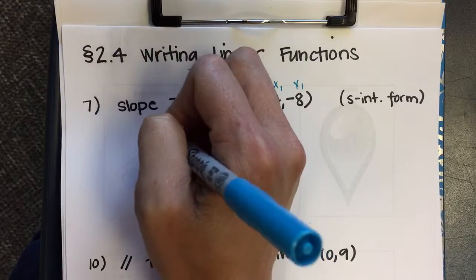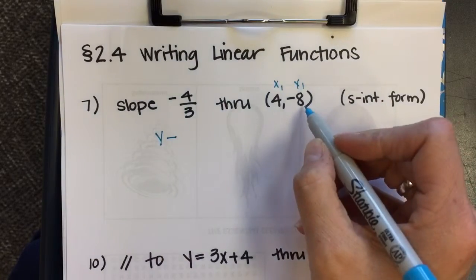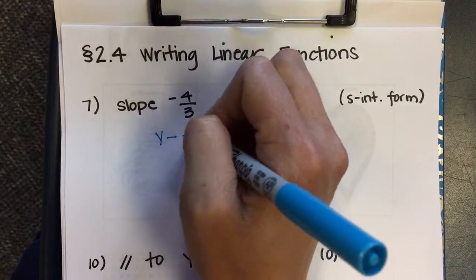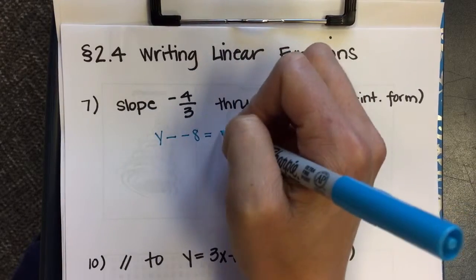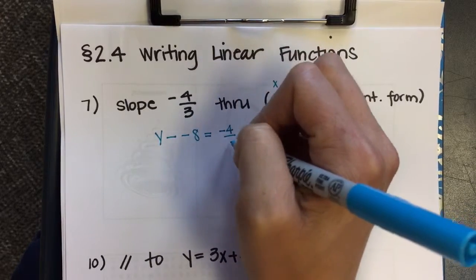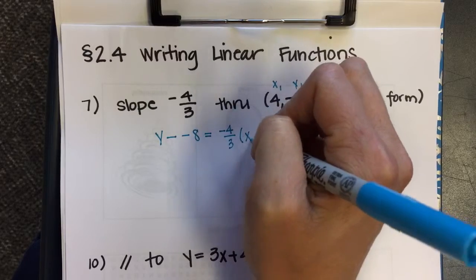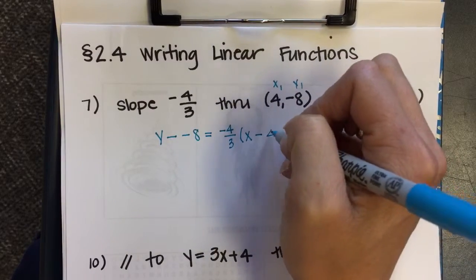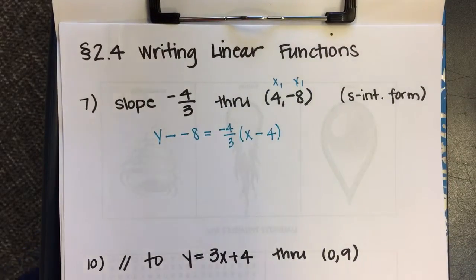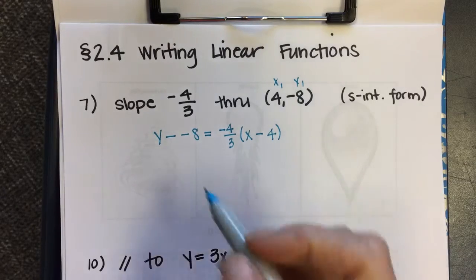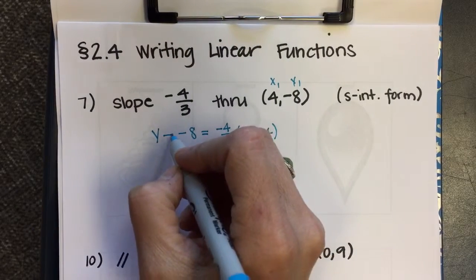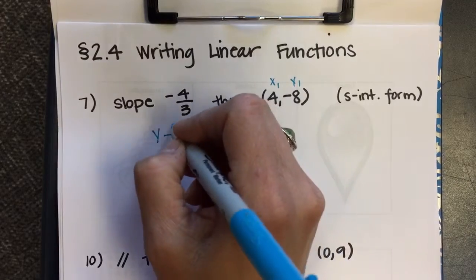So point slope is y minus y sub 1, the coordinate is -8, equals the slope times x minus the x coordinate. In order for this to be in slope-intercept form, we need to simplify, distribute, and get y isolated on the left-hand side. So when you subtract a negative, that turns to +8.